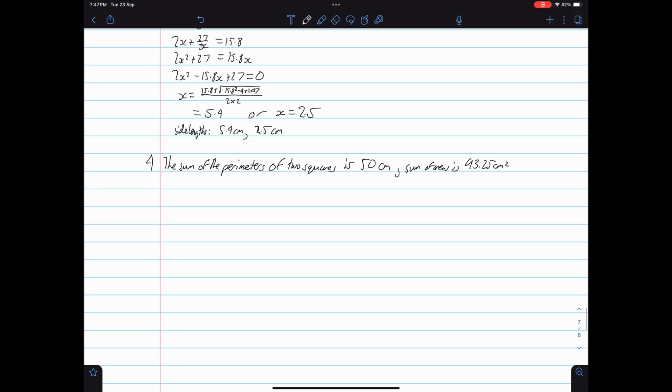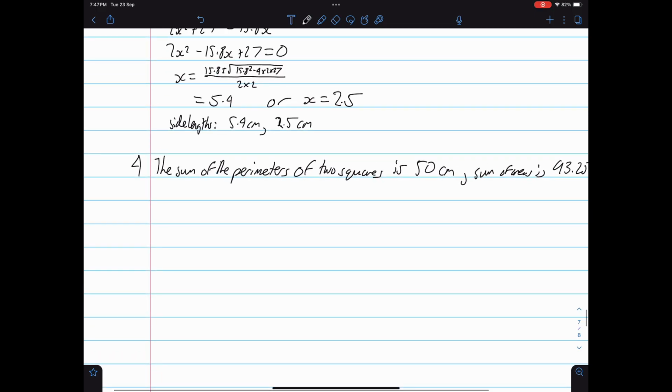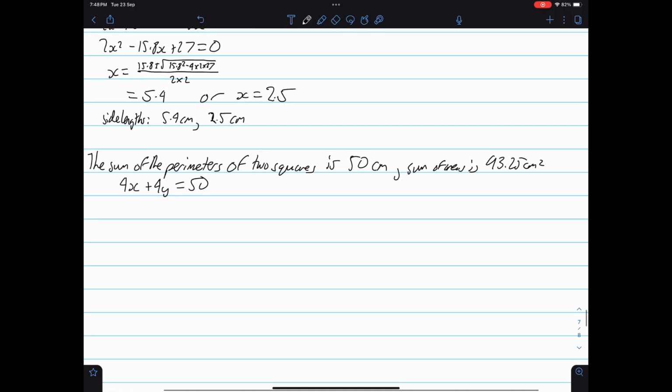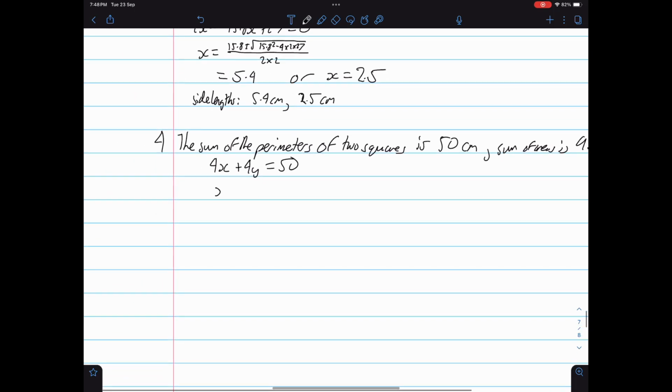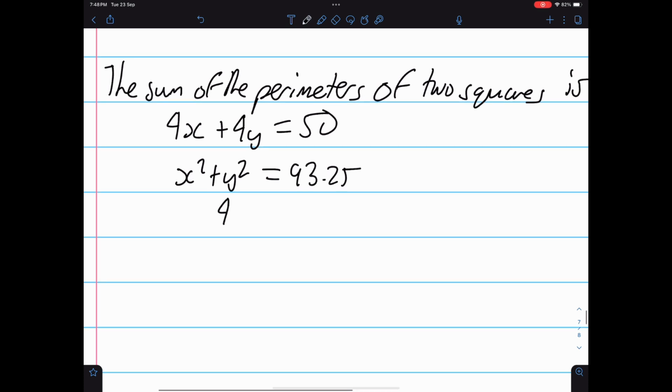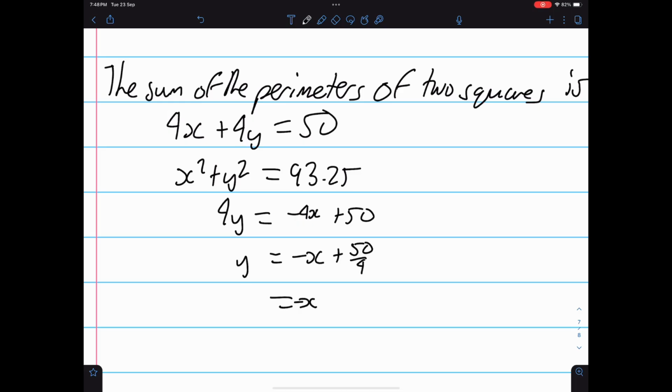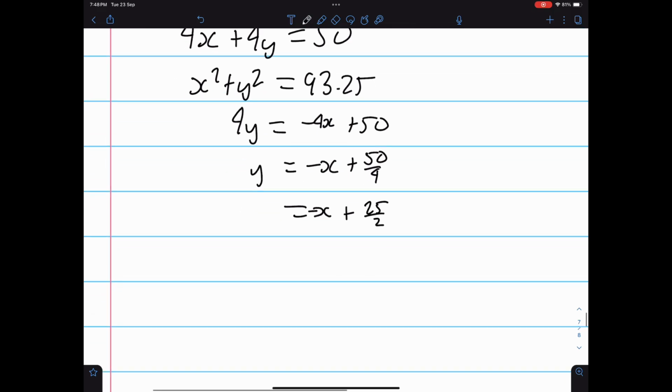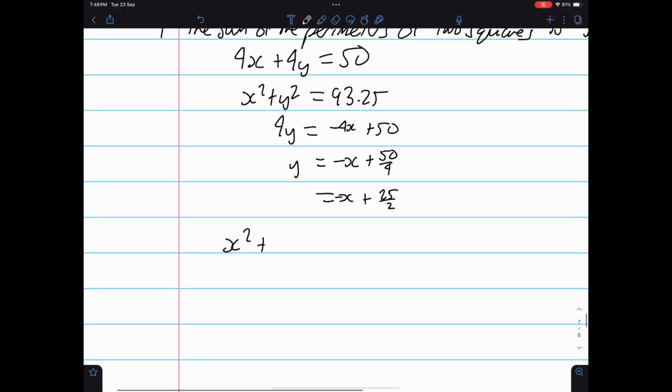Okay, so the perimeter of a square is just 4x. So 4x plus 4y will equal 50. Sum of the areas is 93.25. So that's just x squared plus y squared equals 93.25. 4y will equal minus 4x plus 50. y will then equal minus x plus 50 over 4, which is minus x plus 25 over 2. Right, substitution time.